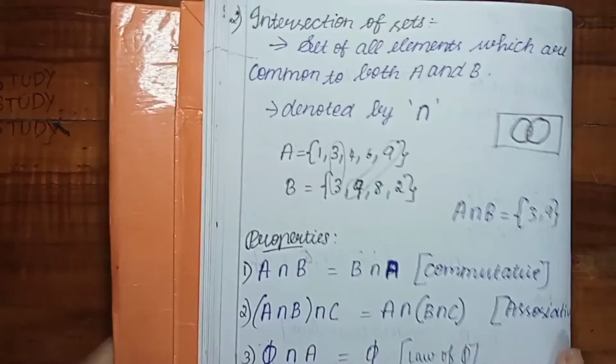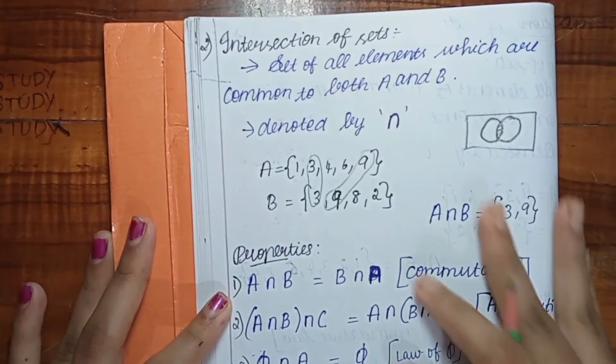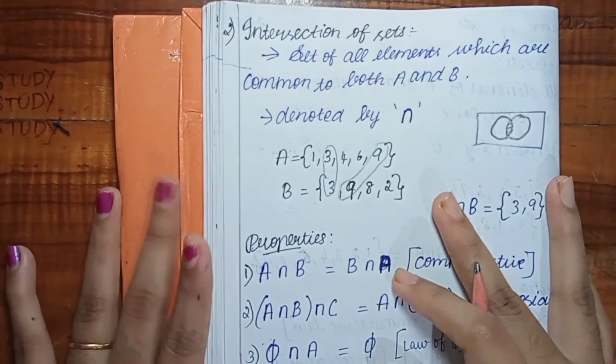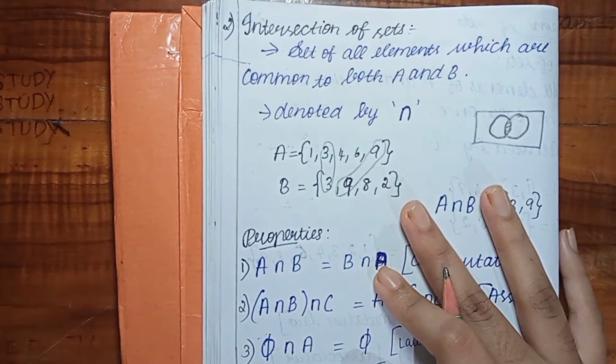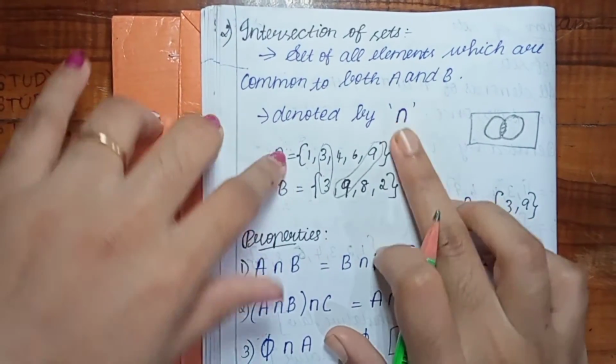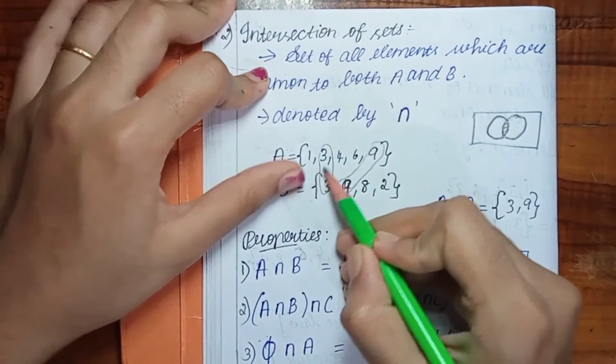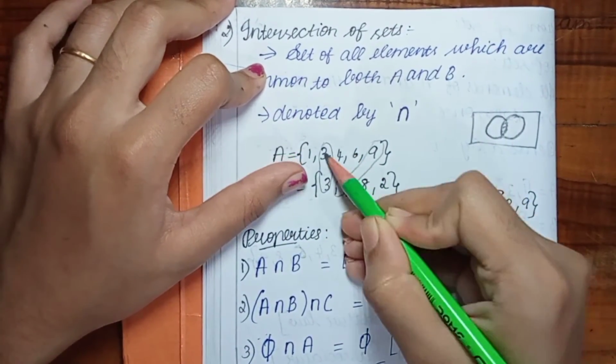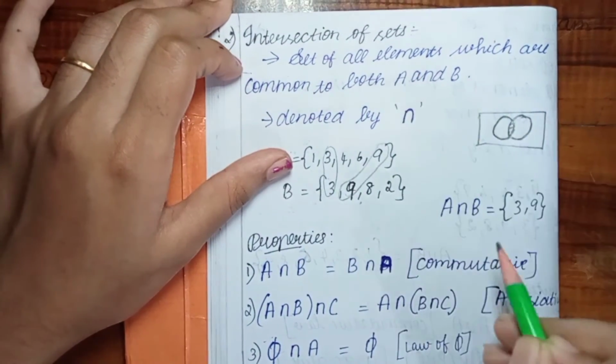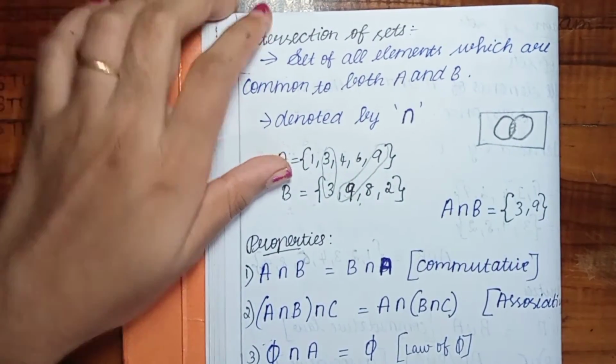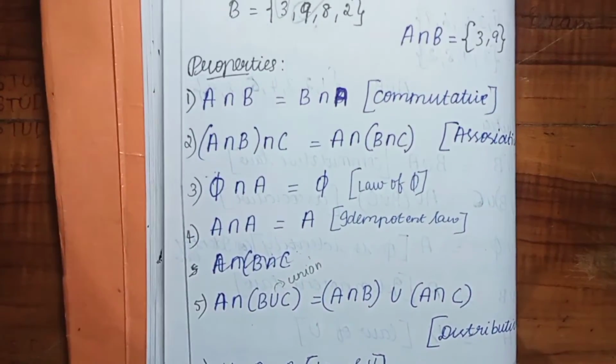Next guys, you have intersection of sets. So sets of all elements which are common to both A and B. Only common elements are written. It is denoted by this symbol. So only common are written. In both these sets, what is common? 3 and 9 is common. So the intersection of sets is 3, 9. Okay. And these are their properties.